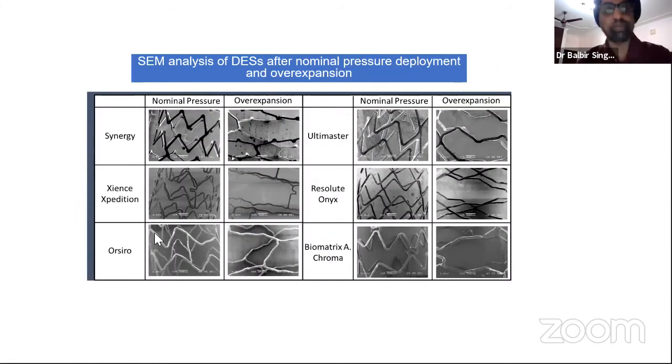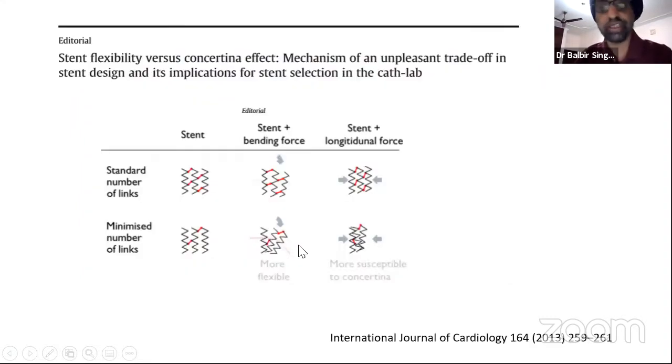Let's look at some of the overexpanded stents. So if you expand a stent to 6 millimeter, it will expand. For example, these stents have been expanded to 6 millimeter. They don't break. But what happens to the cells? They get really totally distorted. So the radial force and the longitudinal force are very important.